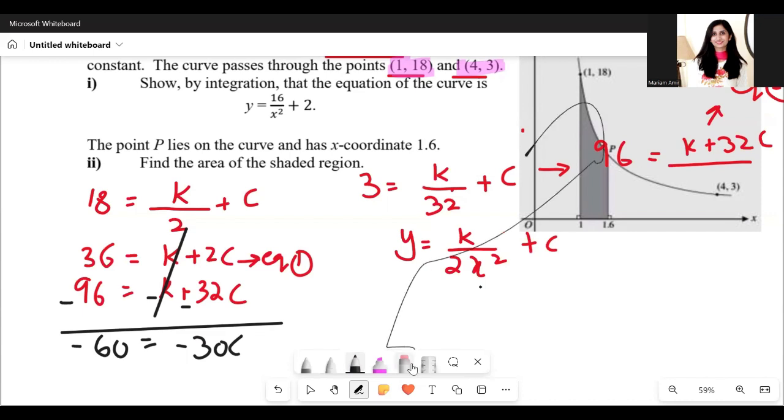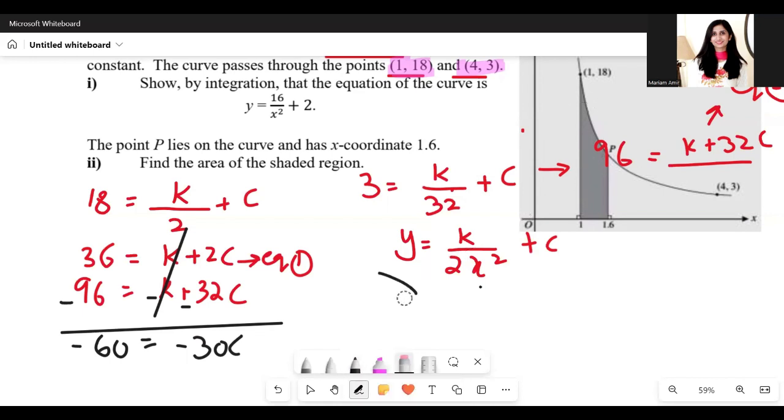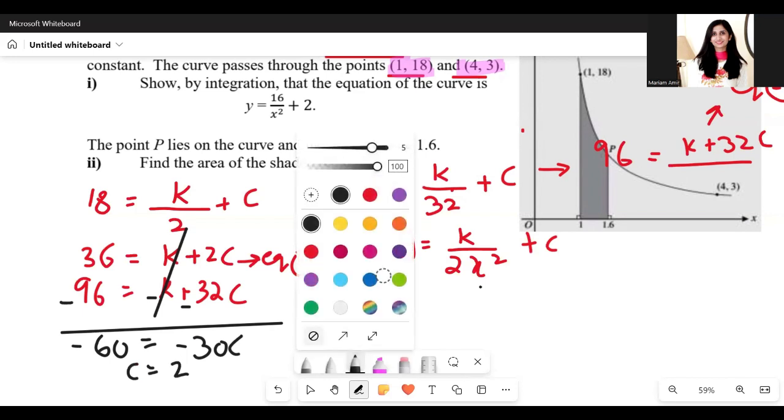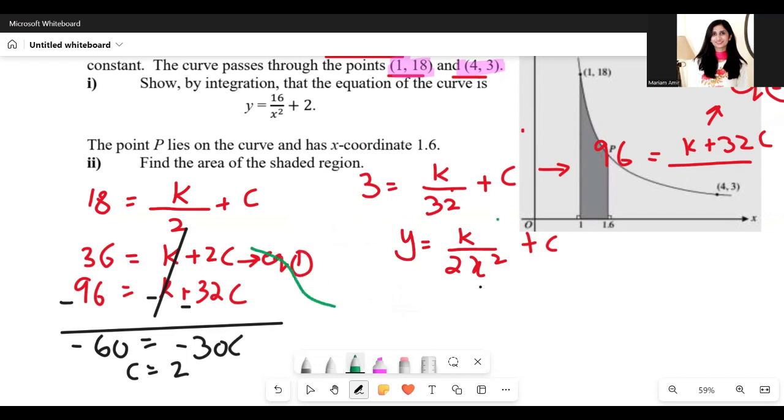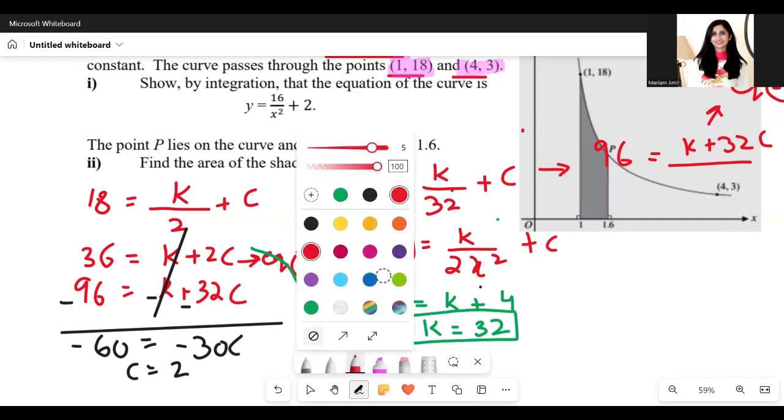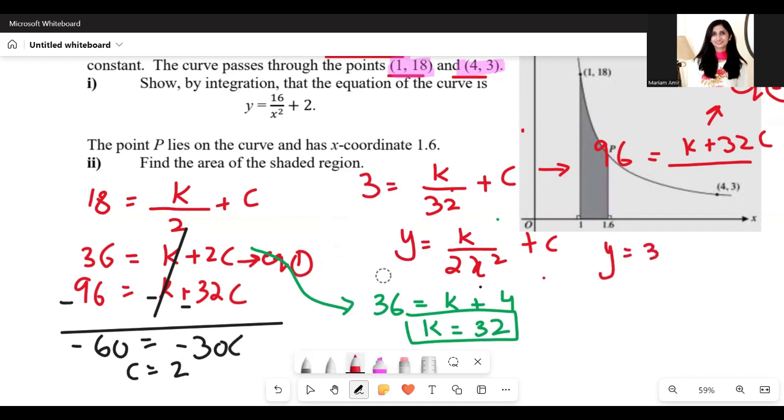Once we have c, we can find k by substituting it in either one of these equations. Let's use the first one. So I'm going to do 36 is equals to k plus 2 times 2 is 4. This gives us k is equals to 32. So the equation of the curve becomes y equals 32 upon 2x squared plus 2, which is y equals 16 upon x squared plus 2.